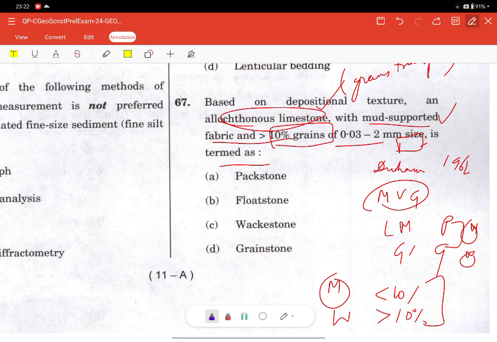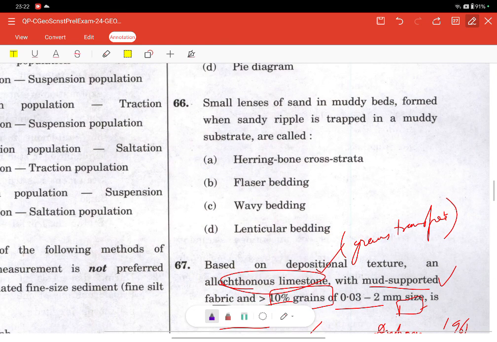So wackestone is the one that perfectly fits over here because it is mud-supported, has more than 10% grain, and it is allochthonous in nature. Packstone is grain-supported. Floatstone is used in the Embry and Klovan classification, not the Dunham classification. Also, the grainstone has no mud in it. Okay. Now coming to the 66th question.